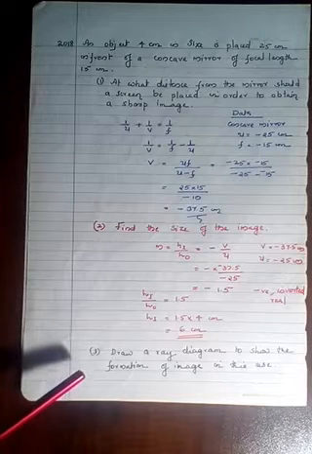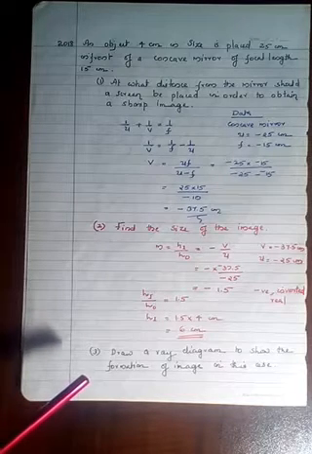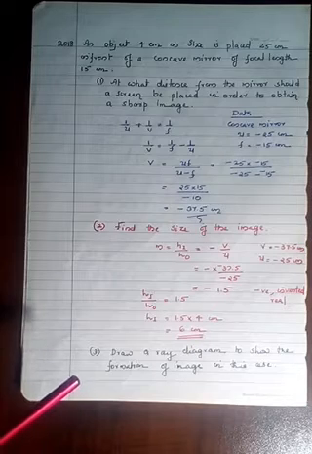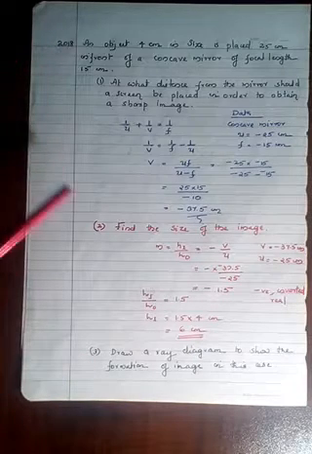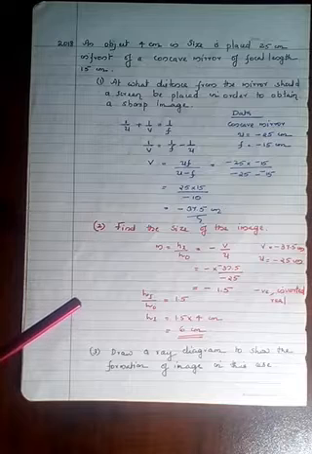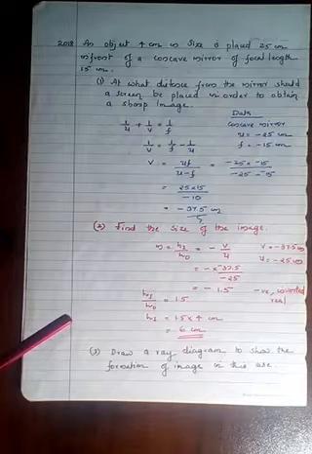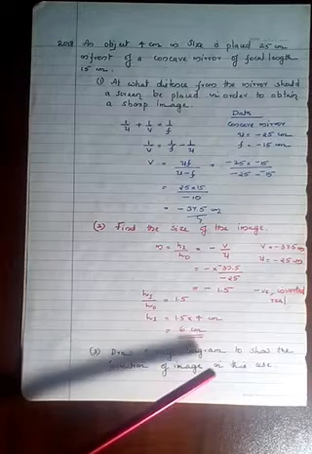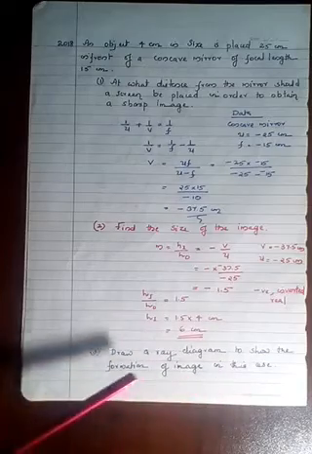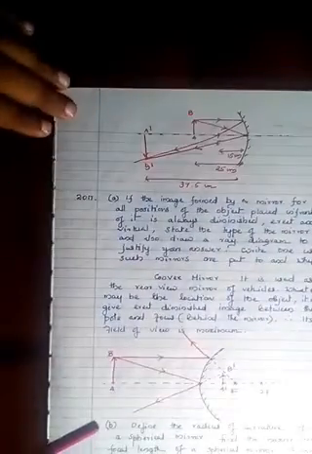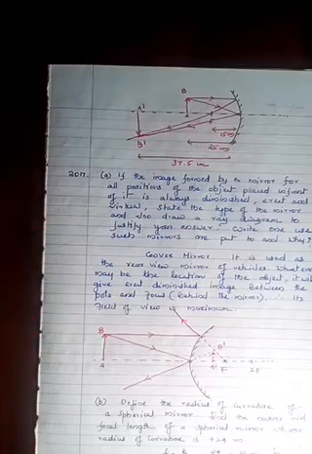The third part, draw a ray diagram to show the formation of image in this case. And keep in mind, every year there is a probability of a 5 marks question for the board exam. Draw a ray diagram to show the formation of image in this case. The situation is comfortable for us. Here the focal length is 15, the object distance is 25, and we already got the image distance as 37.5 centimeter.